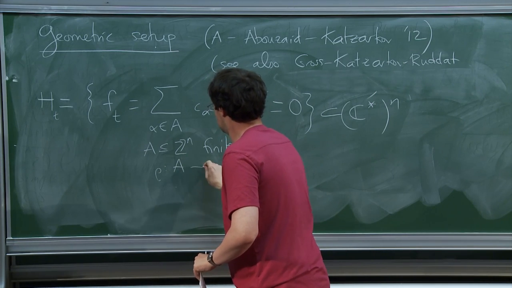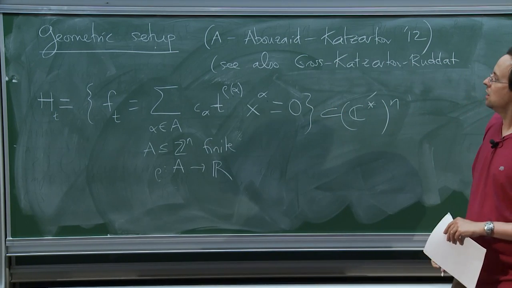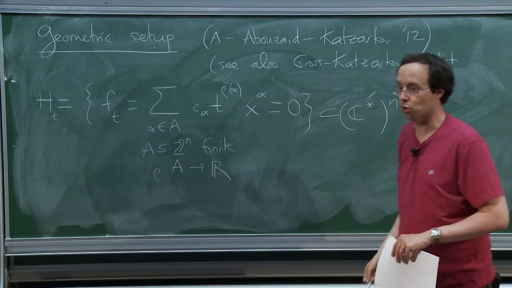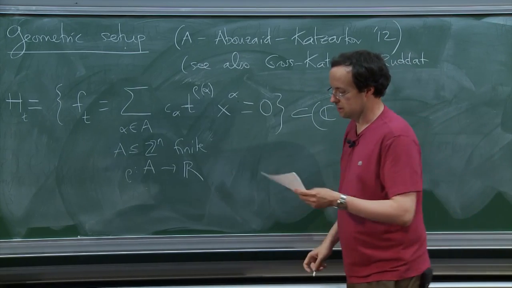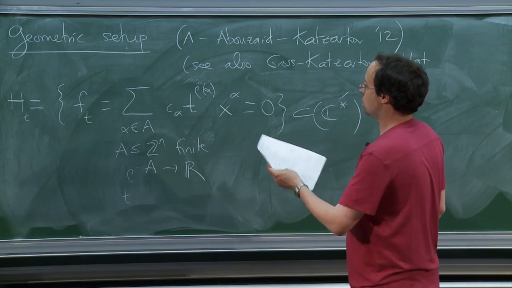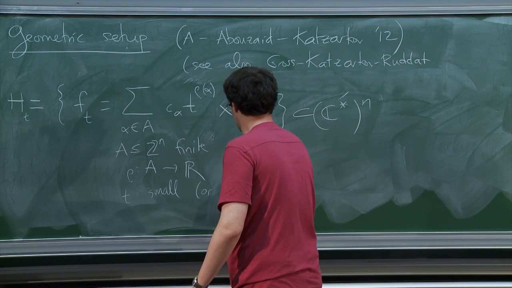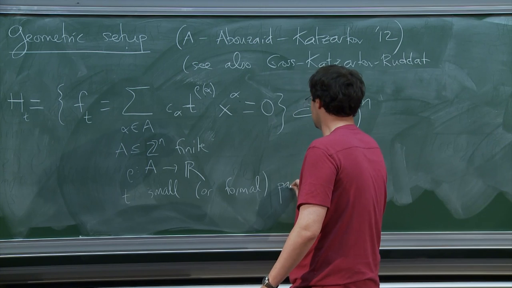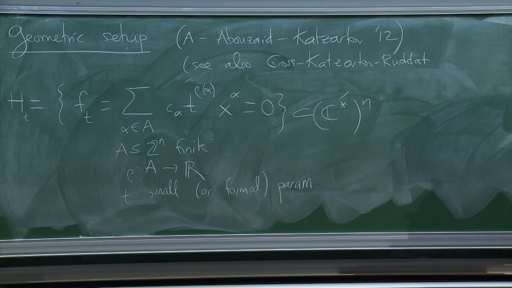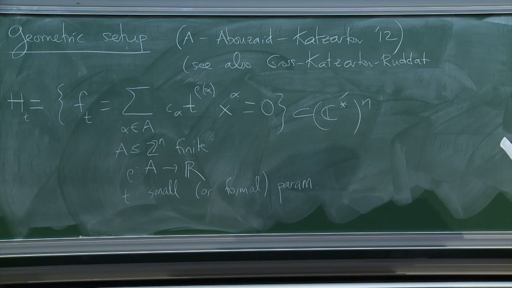Rho is weights associated to each of these integers, a way of basically thinking of a degeneration of these hypersurfaces to some tropical limit. So there's some convexity property. And T, depending on your taste, is either, well, you could think of it as a small or formal parameter. And in fact, you can think of this as either a degenerating family of hypersurfaces in C star to the N, or as one non-Archimedean hypersurface defined over the Novikov field.